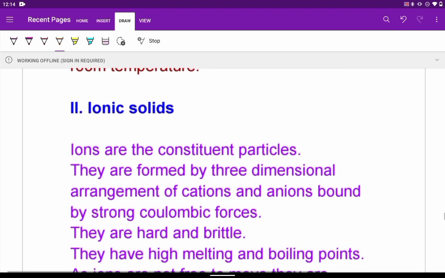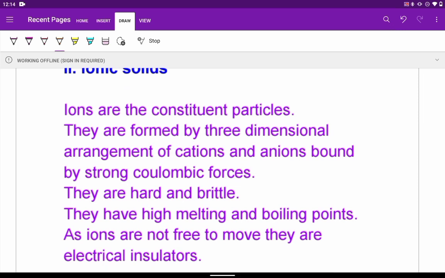Next type comes ionic solids. As the name suggests, ions are the constituent particles. So how are they formed? There is a three-dimensional arrangement of cations and anions. As we know, there are two types of ions, cations and anions. And how are these ions bound together? Since they are charged, they are bound by strong Coulombic or electrostatic forces.